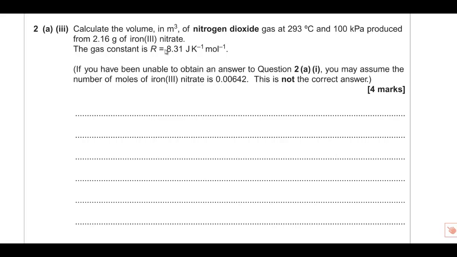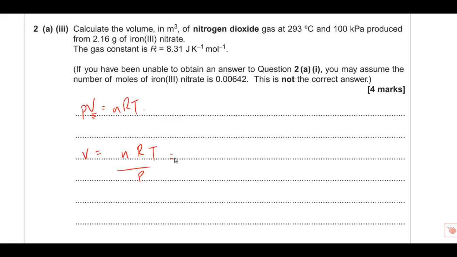Straight away I'm seeing R, so I'm thinking PV = nRT. So I'm going to write that down before I do anything else. Calculate the volume in meters cubed of nitrogen dioxide gas at 293 degrees Celsius and 100 kilopascals produced from 2.16 grams of iron nitrate. The gas constant is 8.31. So let's rearrange this first of all. We're trying to find the volume. So let's do volume equals nRT over P.